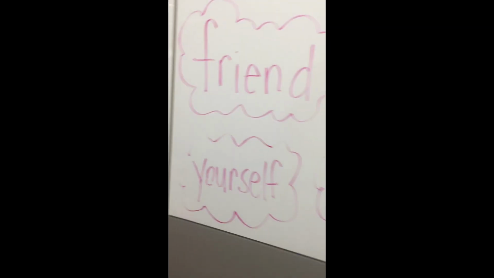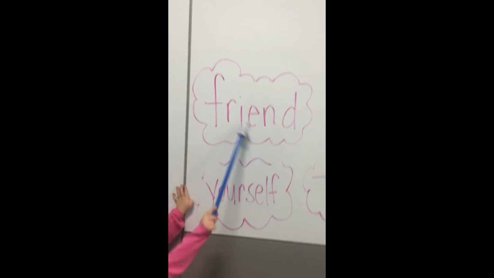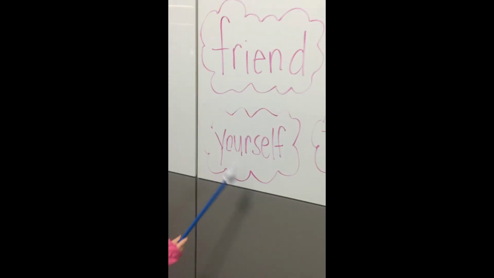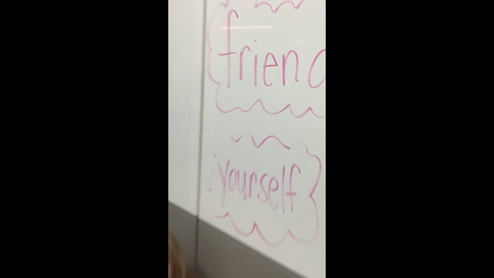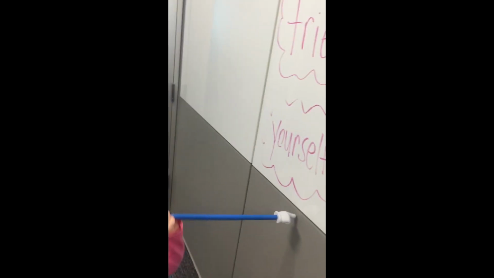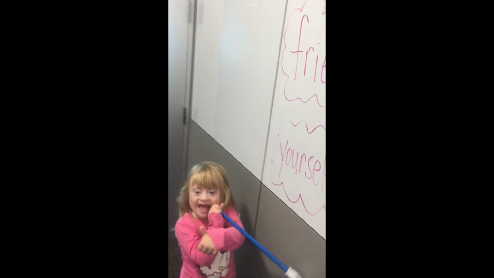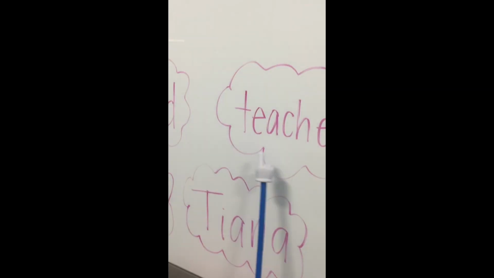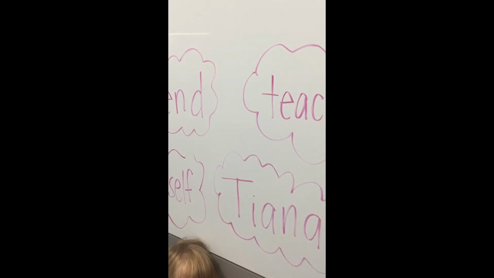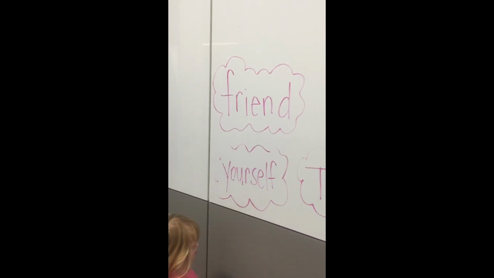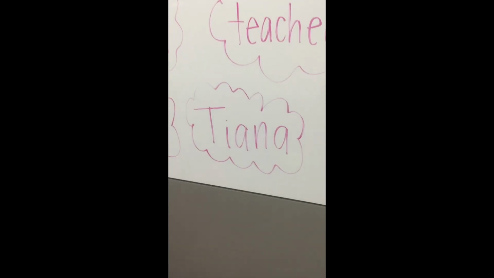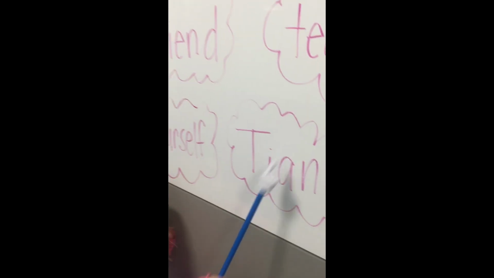What's this one? Can you point? Bad. Friend, good job. What's this one? Anna. Oh, that's Tiana, you're right. What's this one? Tiana. Anna. Yourself. Good work. I see your sign. What's that one? Go. Teacher. Good job. Sarah. Friend. Bye. And what's that one? Anna. Tiana.